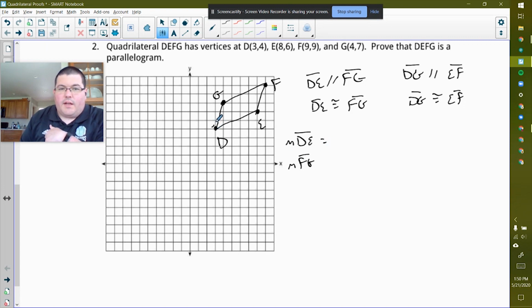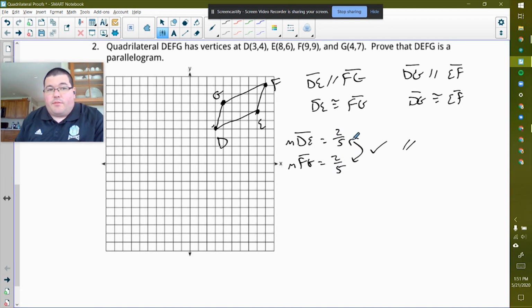Well, for DE, the rise here is 2, and the run is 5. For FG, the rise is 2, and the run is 5. All right, so those are definitely parallel, right? Because we've got the same slope. Utilizing the fact that these rise and run are unsimplified, right? These came as simple as they get.